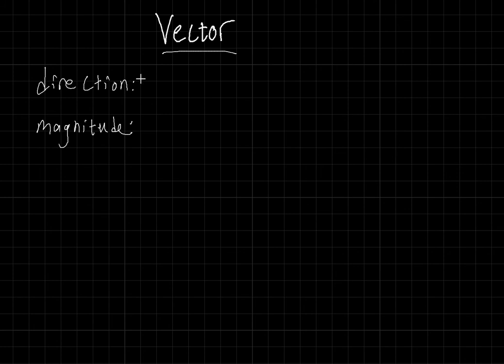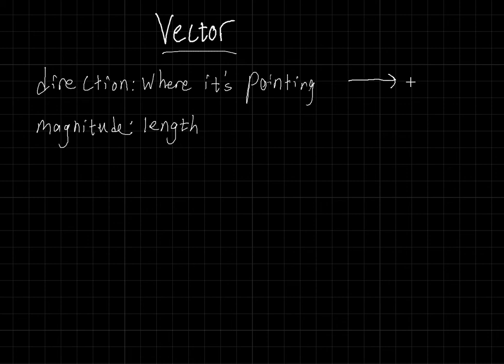So direction is where that arrow is pointing. Remember, he said that it's represented by an arrow. So where it's pointing is going to be your direction. So for example, this vector right here, it's an arrow and it's pointing to the right. So the direction of it would be to the right. The magnitude is basically just a fancy word for length. So this vector here is 1, 2, 3 to the right. So its magnitude is 3 units and its direction is to the right.